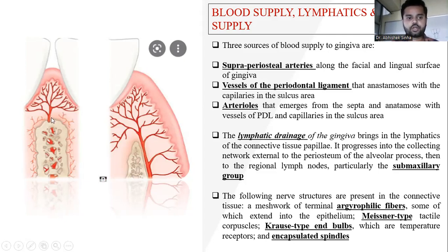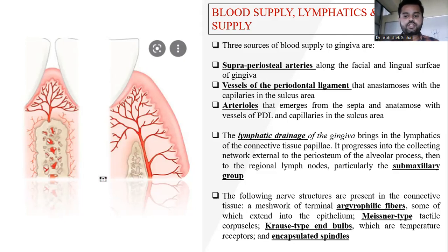Then you have vessels of the periodontal ligament. You have the PDL here. These vessels anastomose with the capillaries of the sulcus area. Then there are arterioles that emerge from the septa. This is the bone, the septa. So arterioles emerge from the septa, anastomosing with the vessels of the PDL and capillaries in the sulcus area. Lymphatic drainage of the gingiva begins in the lymphatics of the connective tissue papilla. It progresses into the collecting network external to the periosteum of the alveolar process and then to the regional lymph nodes, particularly the submaxillary group.